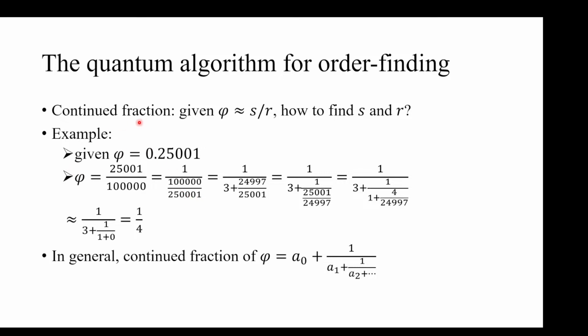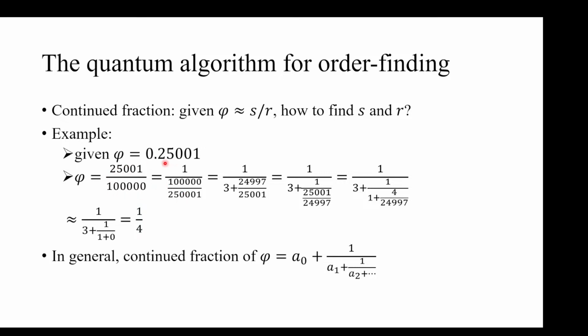And so the continued fraction says that you get some number that's approximating your S over R, and then you ask how to find S and R. We use this continued fraction. We have an example to show roughly how a continued fraction works. So we have a number phi equal to 0.25001, which looks really like 1 over 4. And we use the continued fraction to say it's 1 over 4 by saying that you keep flipping things around.